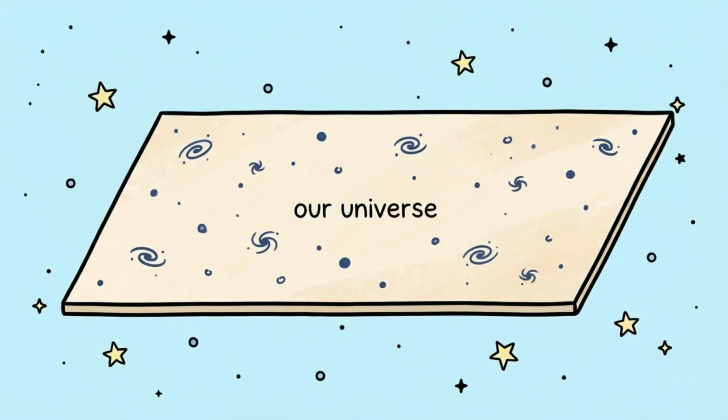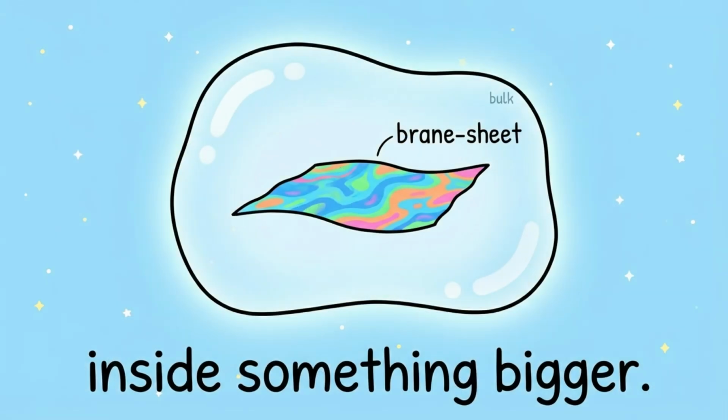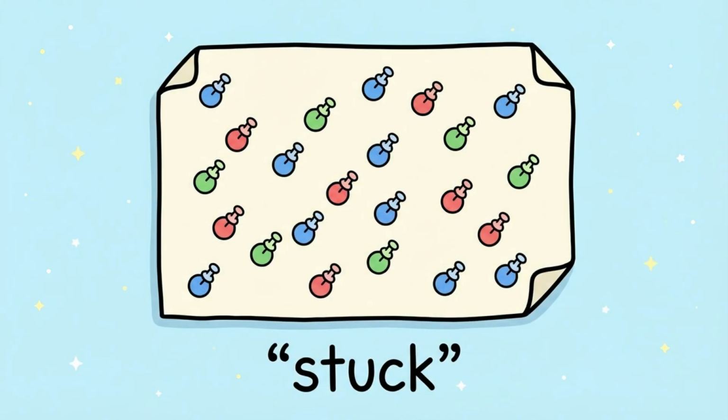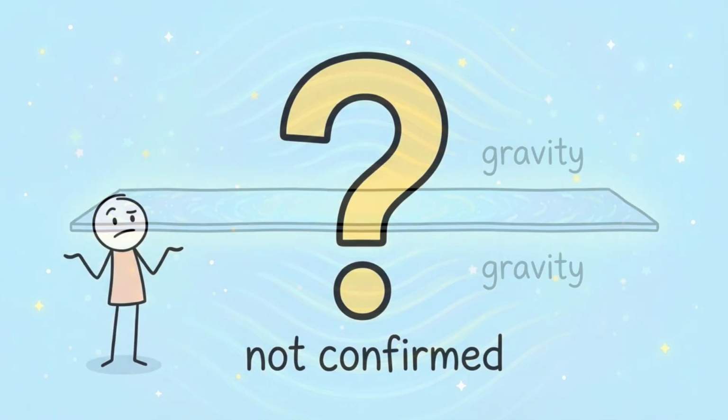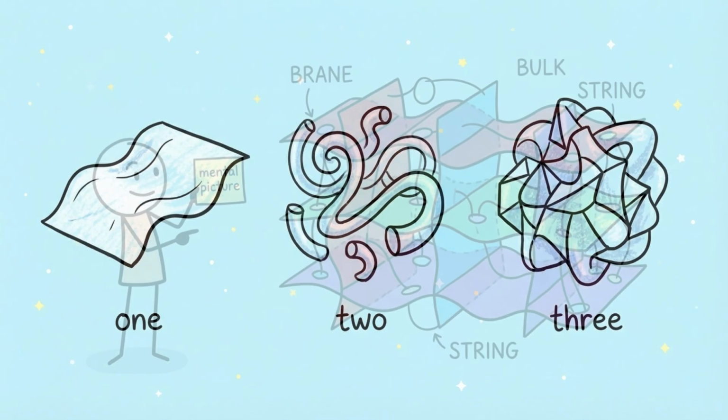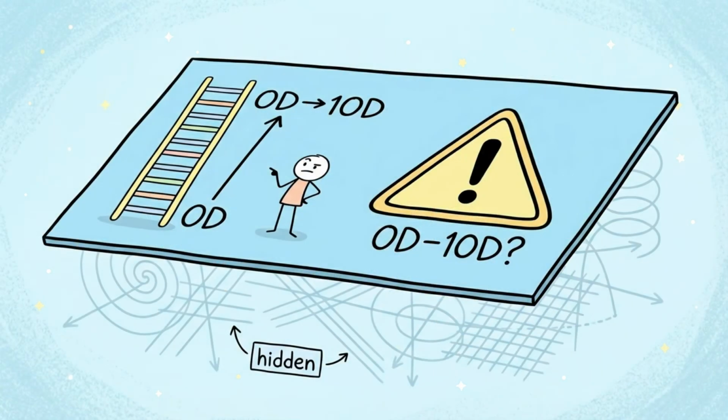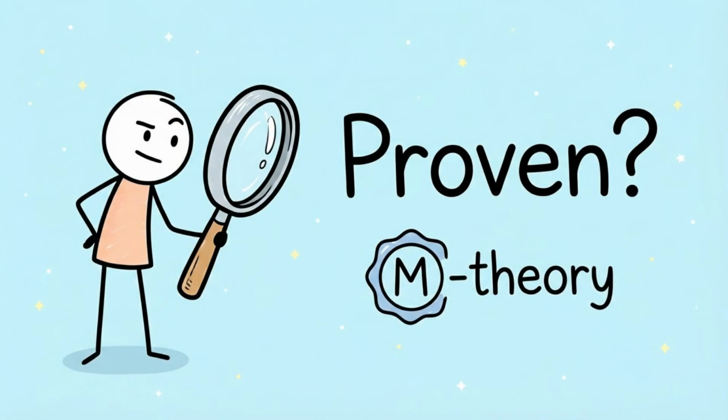One popular picture, heavily simplified, is the brane world idea. Our observable universe could be a 3D brane embedded in a higher dimensional space. Most standard model particles are stuck to the brane, while gravity can leak into the larger bulk. That's not confirmed, and it's not the only scenario, but it's a memorable way to visualize why extra dimensions might hide from us.